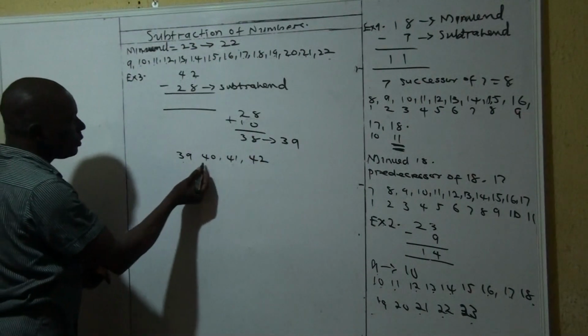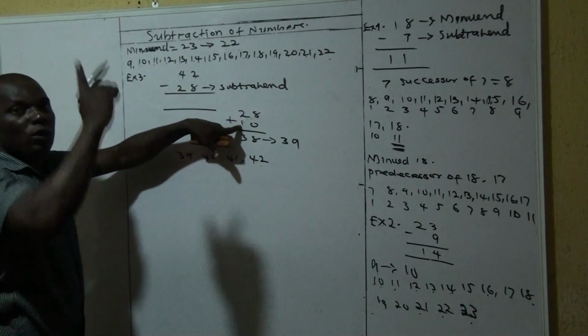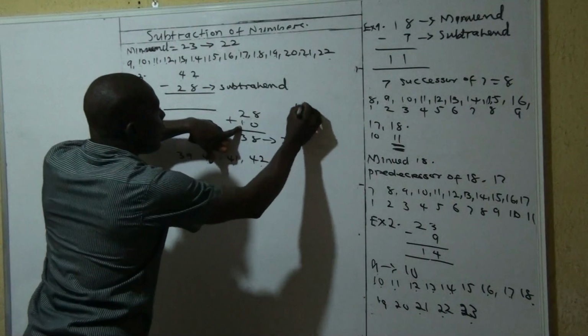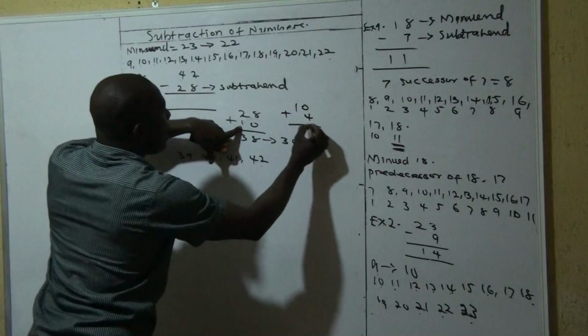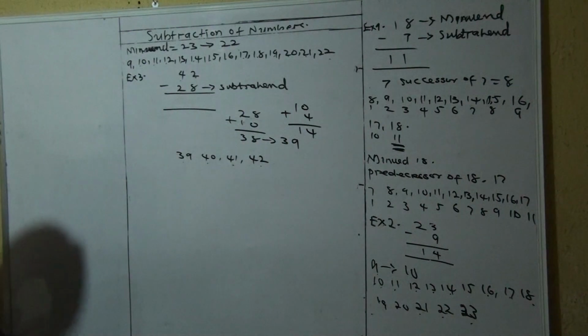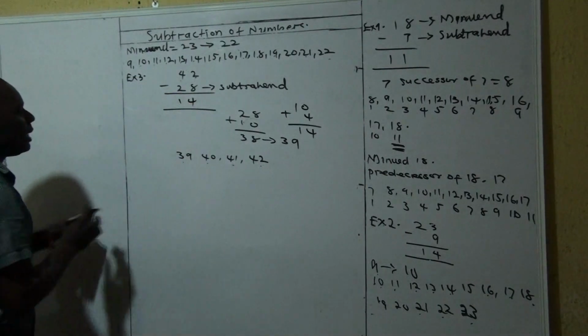Let's count here. 1, 2, 3, 4. How many tens do we add here? We add 1 ten. So we write this 1 ten here. We say 10 plus 4, and our answer will become 14. Okay. So here now our answer will be 14.